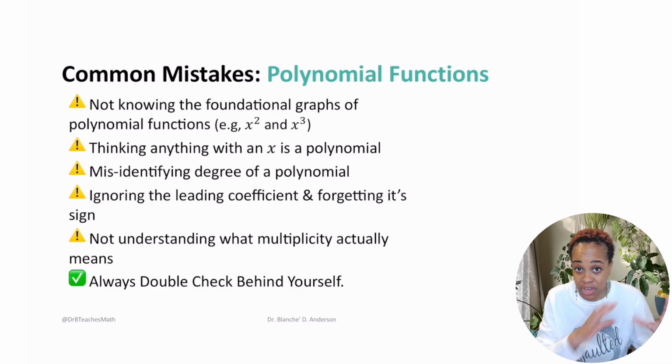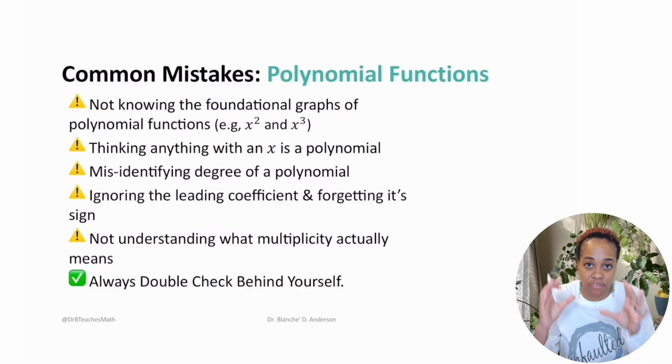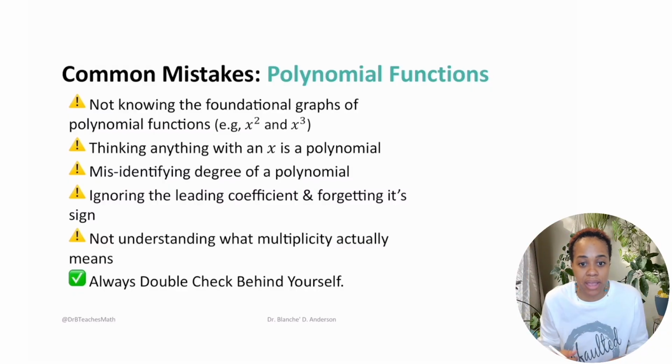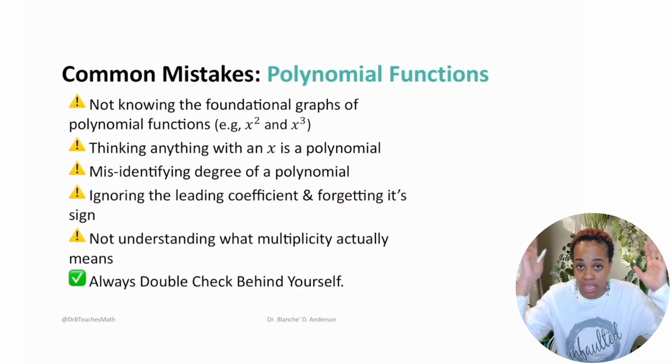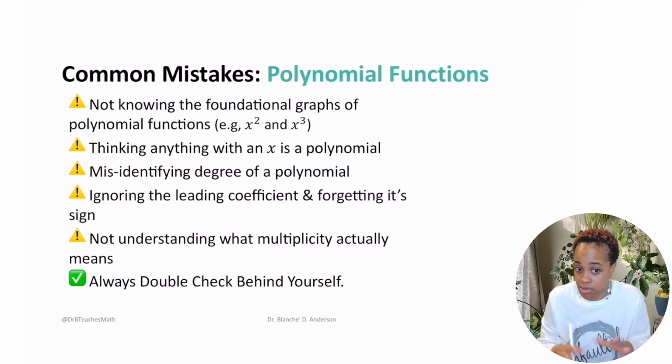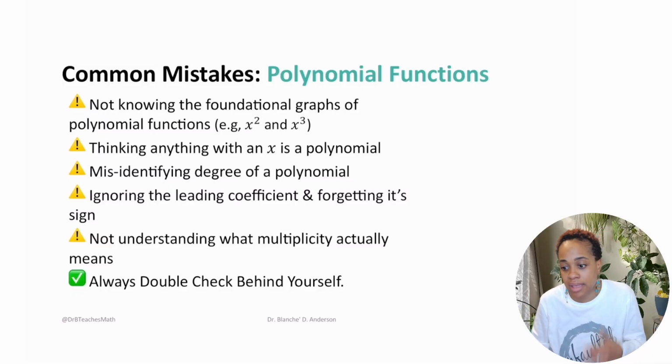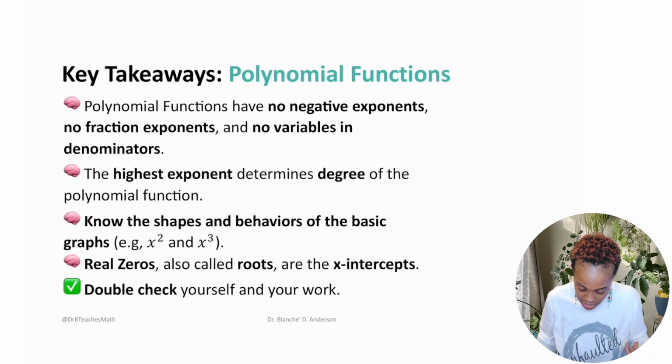Misidentifying the degree. If they don't put it in descending order, sometimes you're like, oh, the first one. It's not the first one. It's the term with the variable that has the highest degree, okay? Don't ignore the leading coefficients. That helps you know if the end behaviors are up or down. Don't forget about that. And then multiplicity. Multiplicity means how many times the zero shows up. And always check behind yourself.